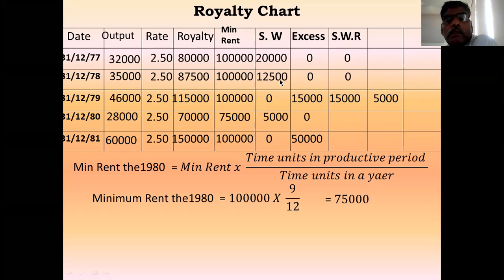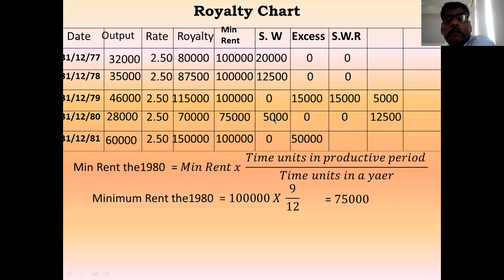Next 12,500. This 12,500 follows in the next 2 years, 79, 80. In these 2 years, it is not possible to recover because there is no excess. The 15,000 excess is here, but it is already exhausted. Therefore, 12,500 is not recovered in the next 2 years, so it goes to the irrecovery column. There is no excess in the next 2 years, therefore it goes to the irrecovery column.